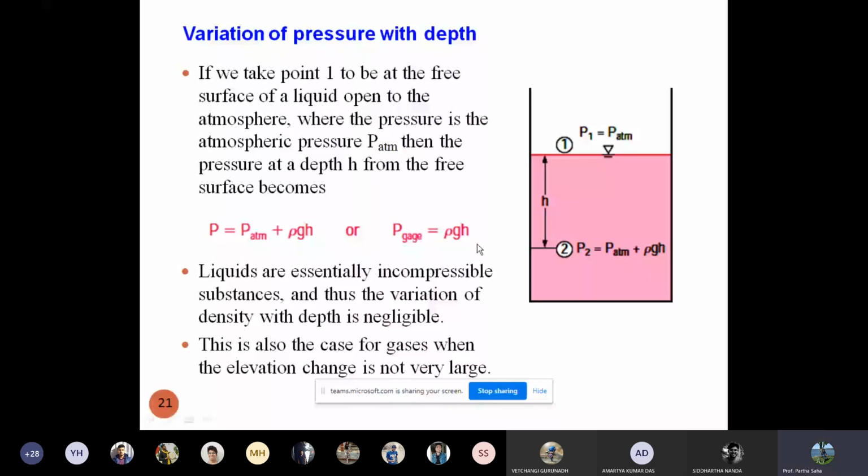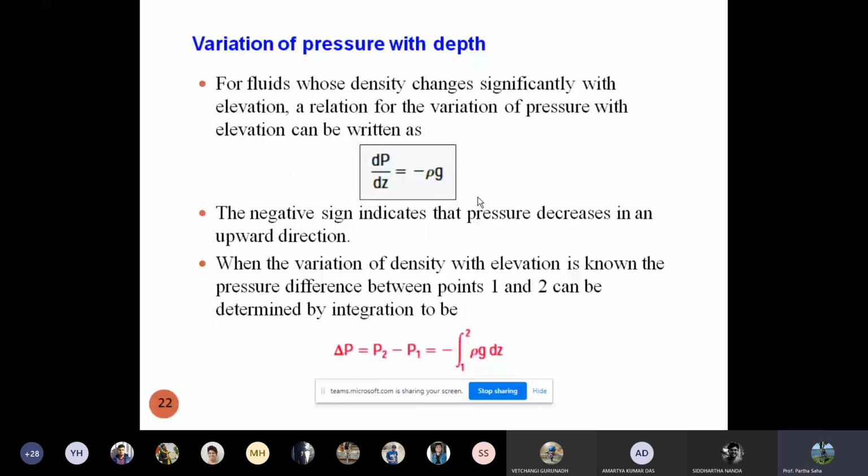Let's look into this. How do you calculate pressure? For a fluid whose density changes significantly with elevation, the relationship for the variation of pressure with elevation can be given by dP by dz equals minus rho g, because density is changing, it is not constant. With height, as in air, I have given an example here. As we move up, the density decreases and the pressure decreases in the upward direction. When height increases, the pressure decreases.